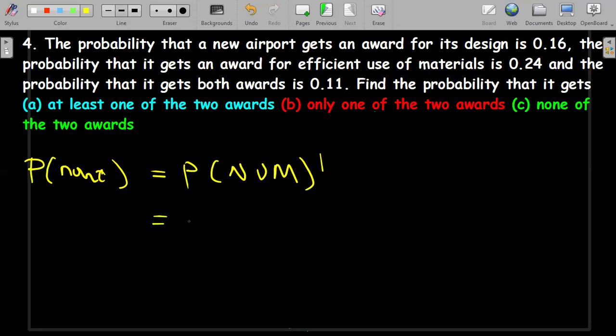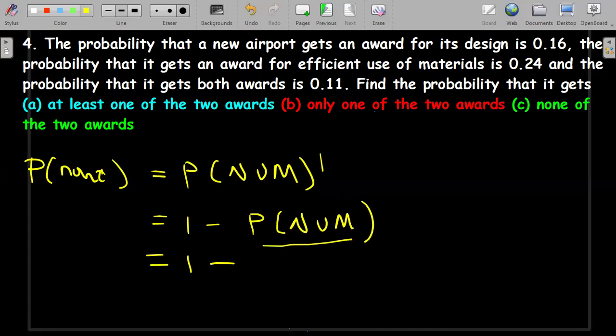And then this is the complement rule. So this is the same as 1 minus the probability of N union M. What did we find the probability of N union M was? We found that it was 0.29. So you just subtract this in order to find the probability that they got none of their awards. So 1 minus 0.29 is giving me 0.71. So this here will be our answer for this last question.